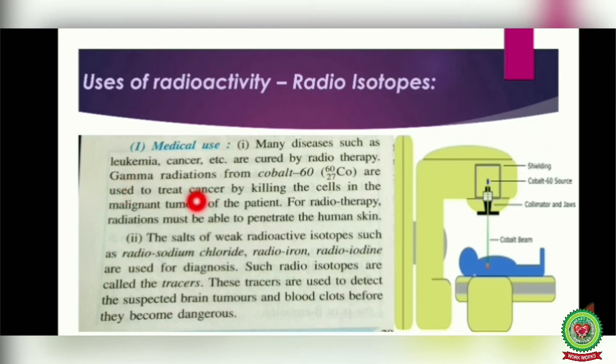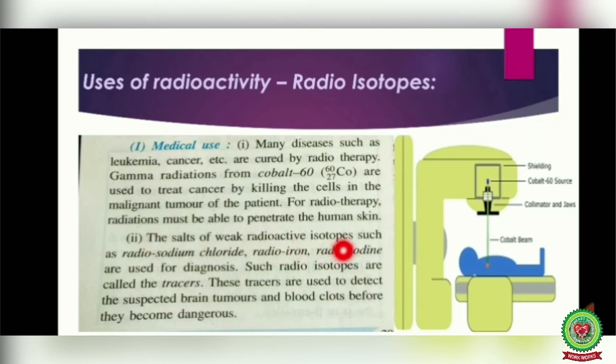Gamma radiations are preferably used as they are most penetrating for this process. Gamma radiations from cobalt-60 are used to treat cancer by killing the cells. These are cancer cells in the malignant tumor of the patient; malignant tumor is the worst condition of tumor. For radiotherapy, radiation must be able to penetrate the human skin. As I have already told you, gamma radiations can penetrate the most. So these radiations are used to kill the cancer cells, or they are used for radiotherapy.